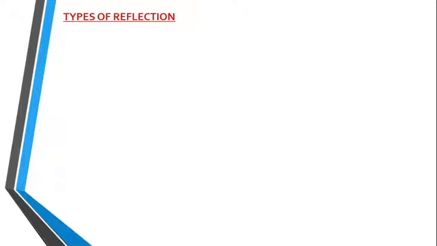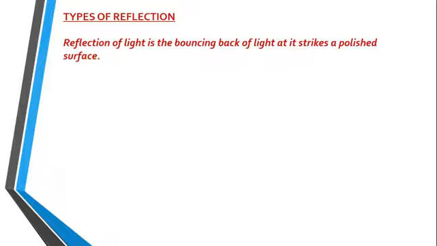Now, what are the types of reflection? The types of reflection depend on the kind of surface on which the light is incident or the light strikes, whether it is smooth or rough. Before we touch on the types of reflection, a quick recap of what reflection means. Reflection of light is the bouncing back of light as it strikes a polished surface.